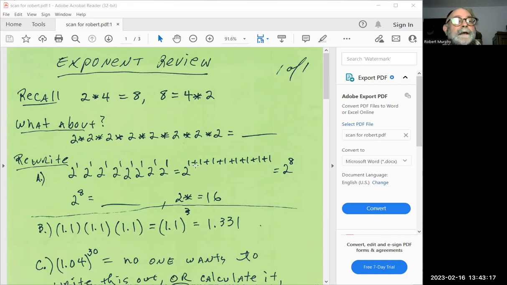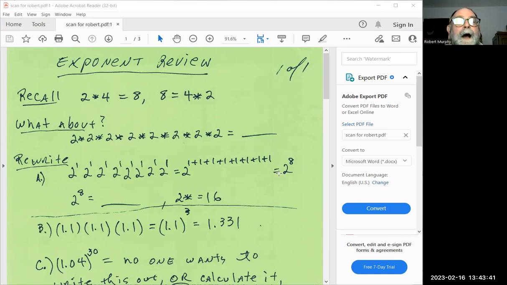Now what you do is you take 2, that's actually the base in an exponential function, and you take the exponents and you add them up. 1 plus 1 plus 1. Okay, so I have 1, 2, 3, 4, 5, 6, 7, 8. So that equals 2 to the 8th. That's exponents. That's exponent notation.